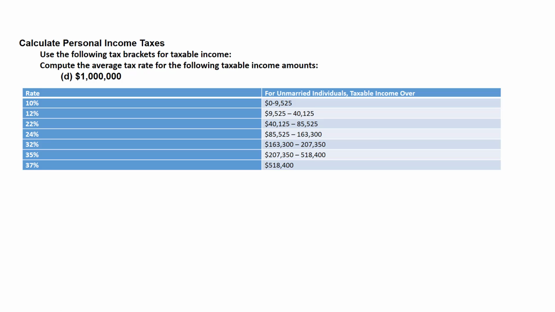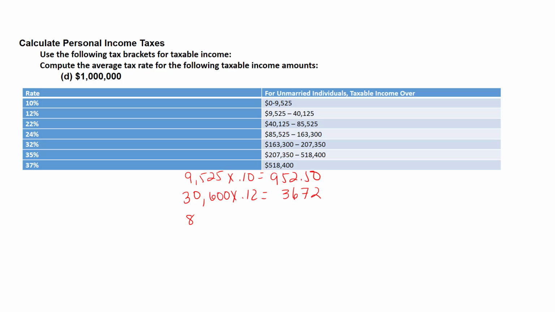And our last problem is this person made $1 million. So we're going to actually go through all of the brackets, and we're going to use all of the money in each bracket. So there's $9,525 in the first bracket. There is $30,600 in the second bracket. And remember, we just subtract the small number from the large number to get how much money is in the actual bracket.